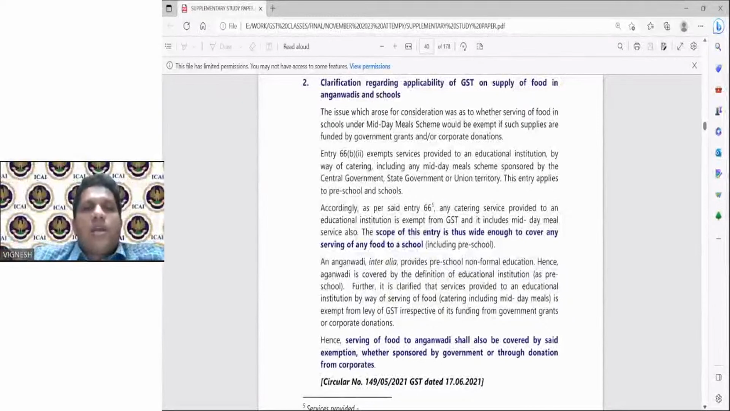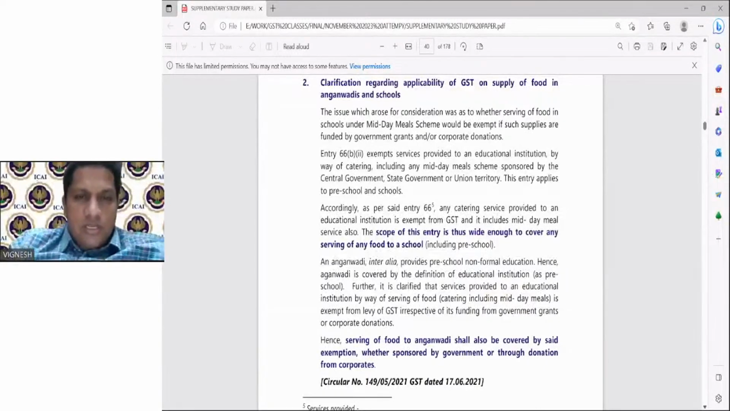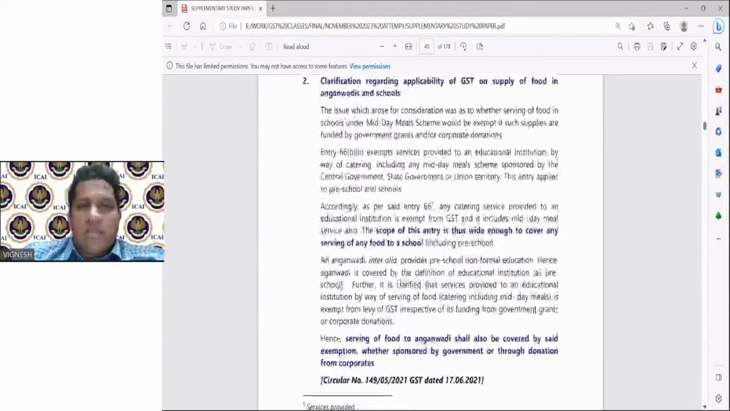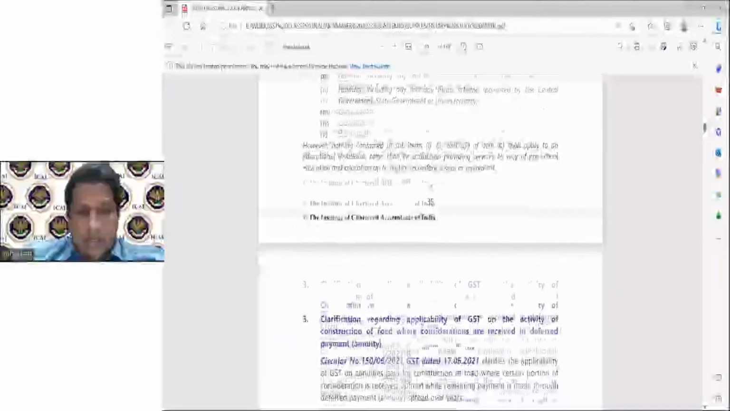Applicability of GST on supply of food in Anganwadis and schools under the midday meal scheme. If such supplies are funded by government grants or corporate donations, whether it is still exempt or not is what the clarification was given. So the exemption, what does it say? If any services are provided by way of the midday meal scheme to the education institution, it is exempt. The scope is therefore wide enough to cover the serving of any food to the school. So what does Anganwadi do? It provides preschool non-formal education. Therefore, in that particular situation, serving of food will be exempt, whether it is funded by the government or through the corporates. It doesn't matter. It is clarified that it is going to be exempt.